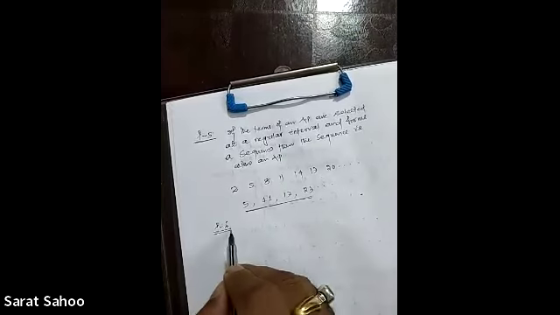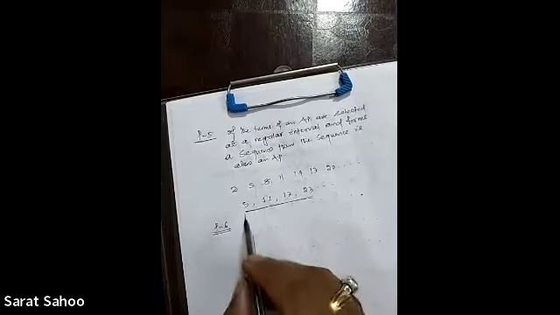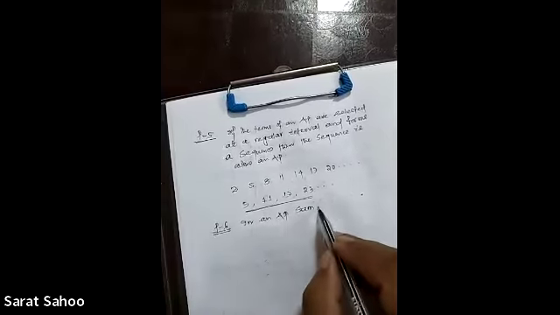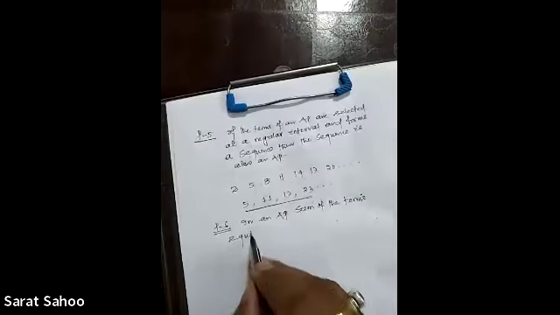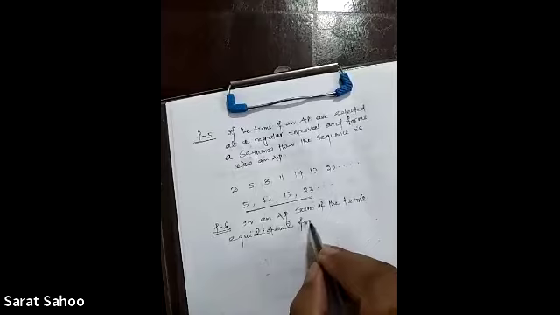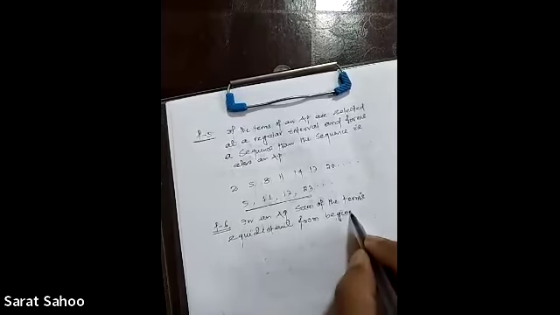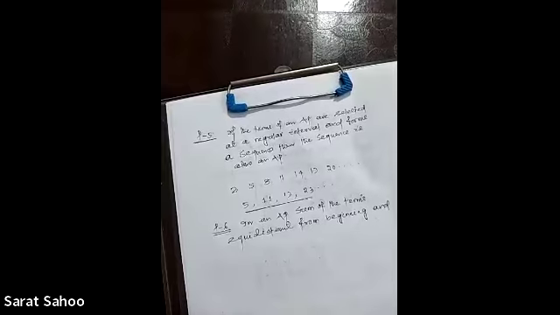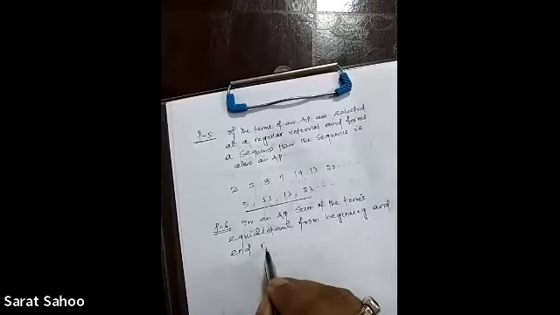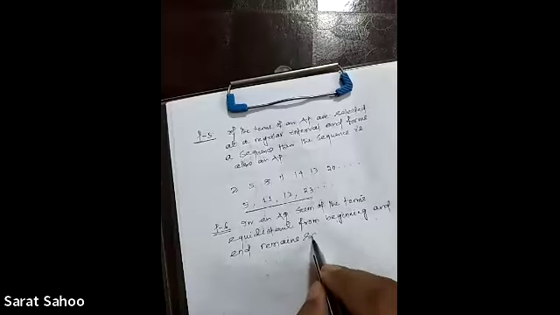Property 6. In an AP, the sum of the terms equidistant from the beginning and end remains the same.